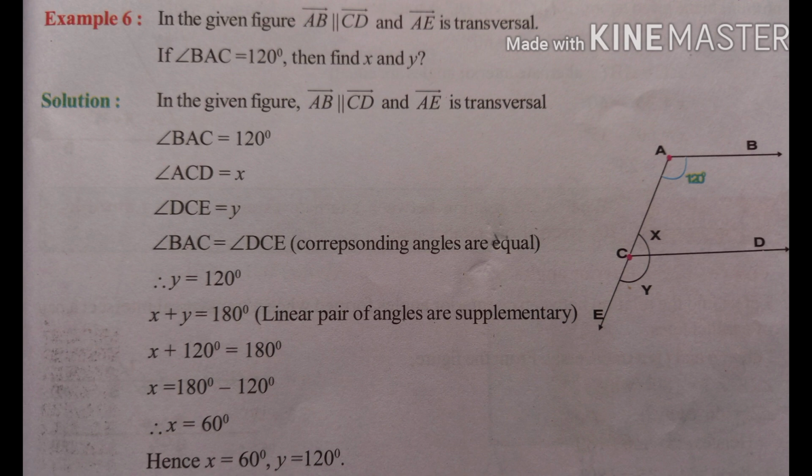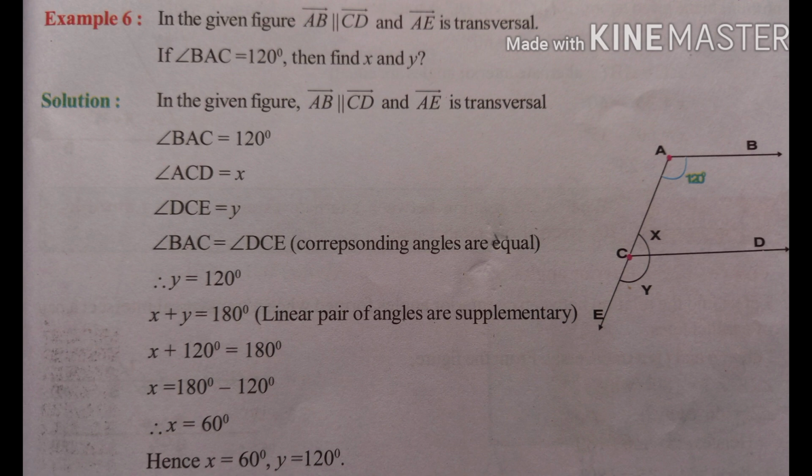Angle BAC is equal to angle DCE. That means angle Y and angle 120 are equal. X plus Y is equal to 180 degrees. Why? Because linear pair. Linear pair of angles are supplementary. Supplementary means 180 degrees. X plus Y is equal to 180 degrees.